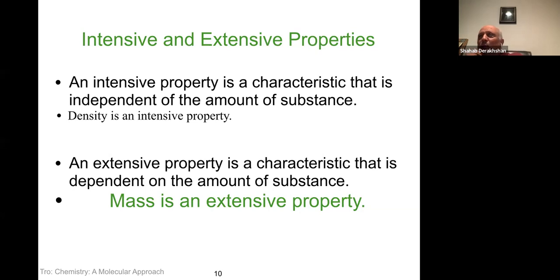Intensive properties are the ones which are not related to the amount of sample. For instance, when I'm talking about water, I say density of water is 1 gram per cubic centimeter. It doesn't matter if it's 1 ton of water, or 1 kilogram of water, or 0.001 gram of water. The density of water, independent of the amount of water, is 1 gram per cubic centimeter. And those types of properties, we call intensive properties.